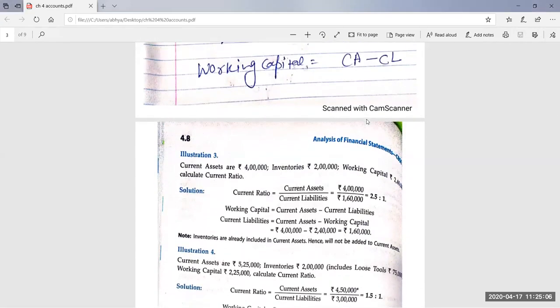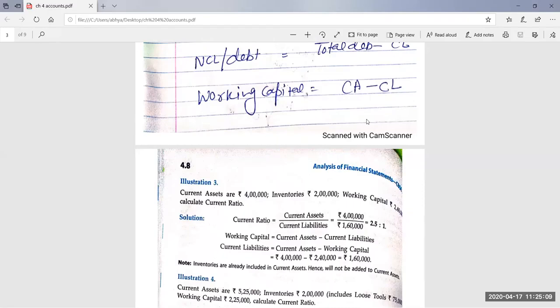So this is example number 3. Current assets 4 lakh. Inventories 2 lakh. Working capital 2 lakh 40,000. Calculate current ratio. Students, as I told you earlier, first of all you have to write the formula, that is current assets upon current liabilities. Now we have current assets in our question, it is given. But current liabilities are not given. So to find out current liabilities, we have to use the above formula, which I told you. Working capital is equal to current assets minus current liabilities.